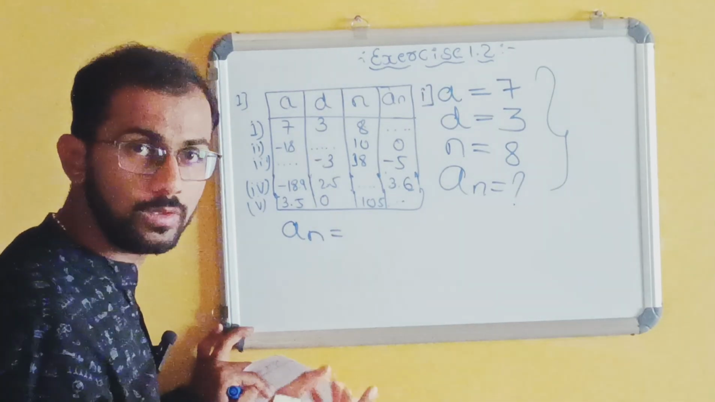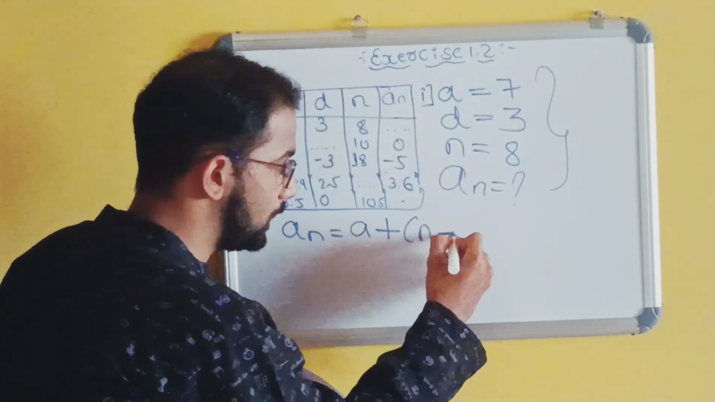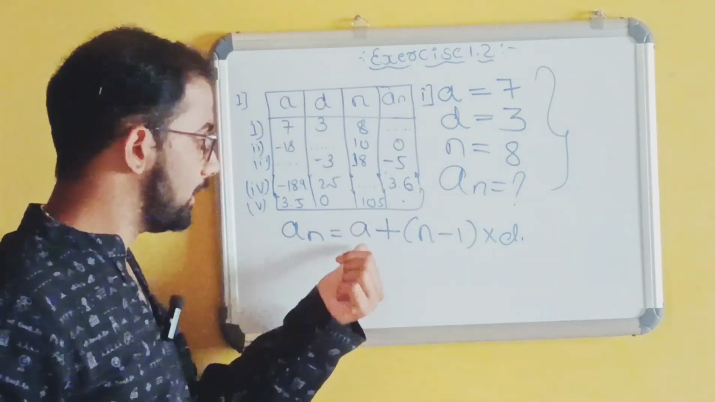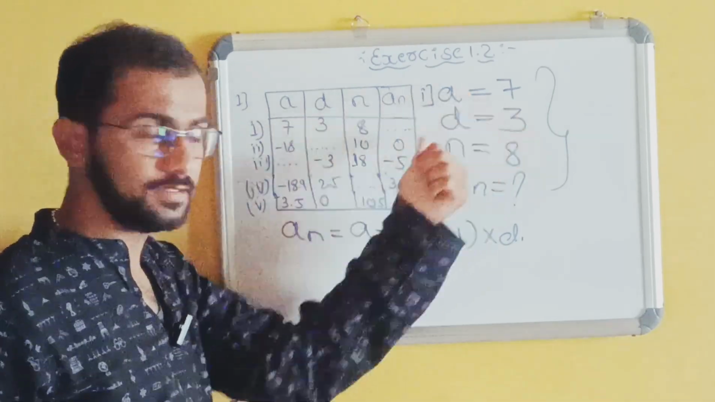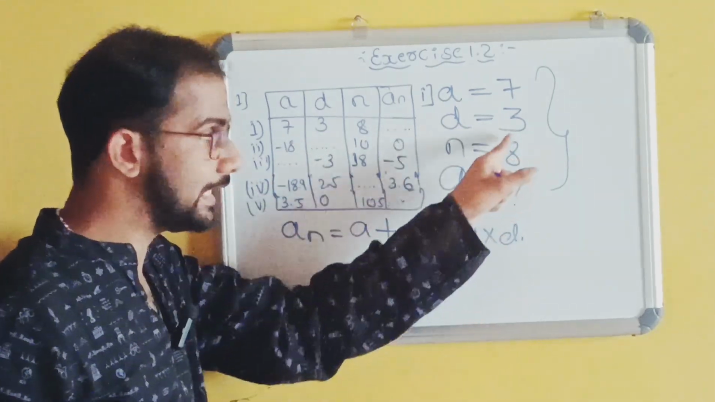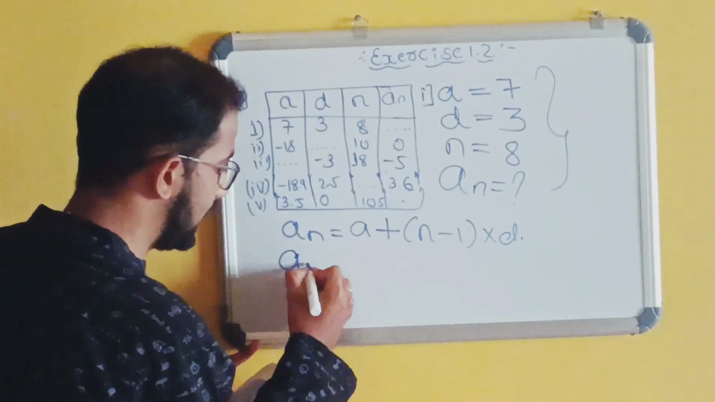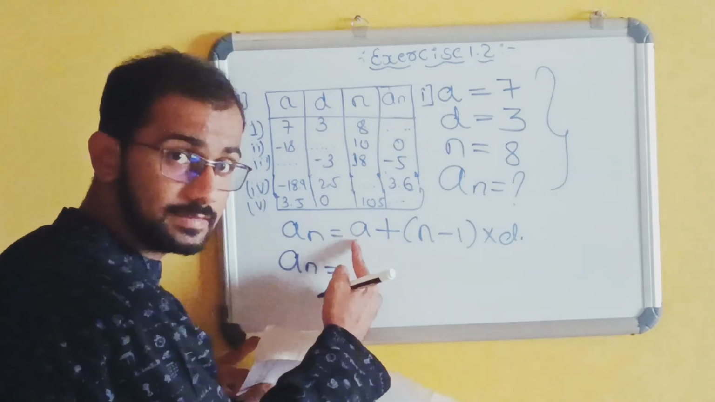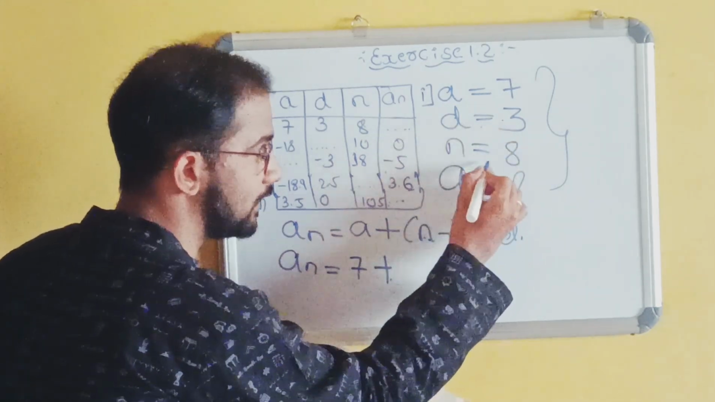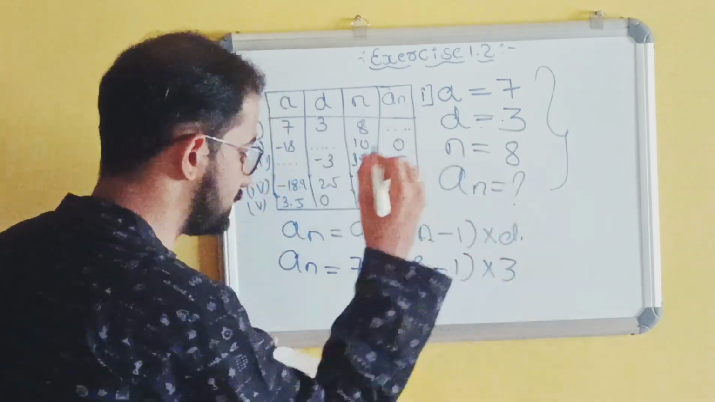Consider the formula to calculate the value of an. An is given by A plus (n minus 1) into D. Now check in this formula. We know A is given, so substitute. N is also given as 8, substitute. And D is also given as 3, substitute. Substitute and solve, we get an. Let's see. An is, what is the value of A? The first term, that is 7, plus, what is the value of N over here? This is 8 minus 1. What is D? That is 3.